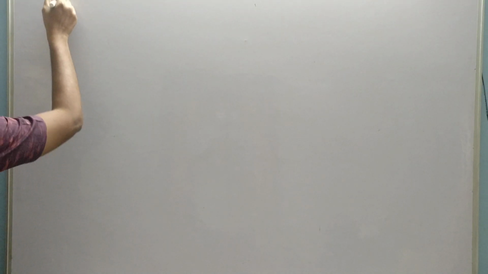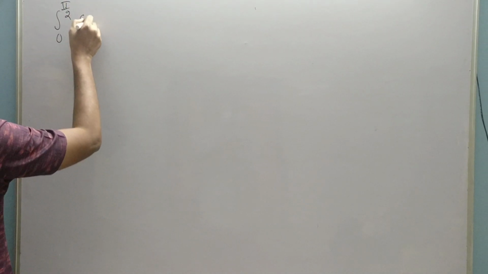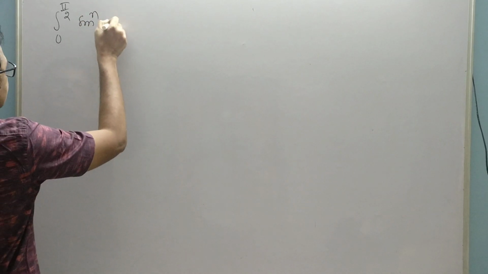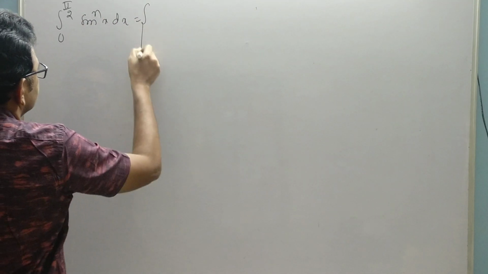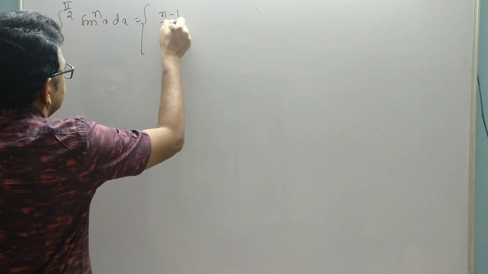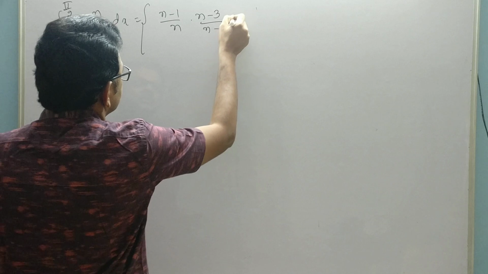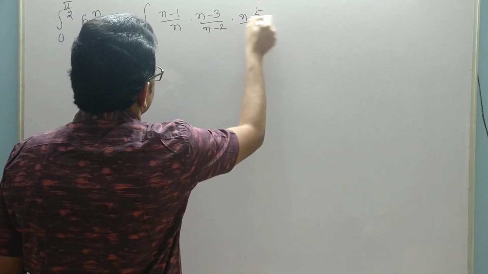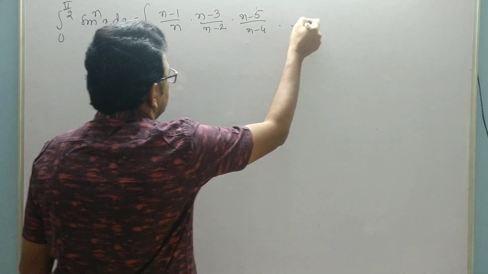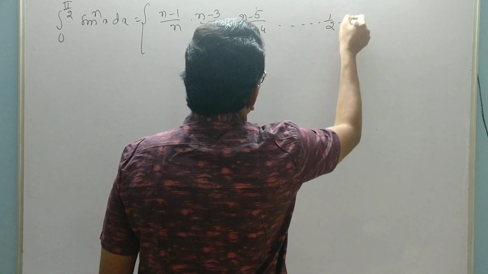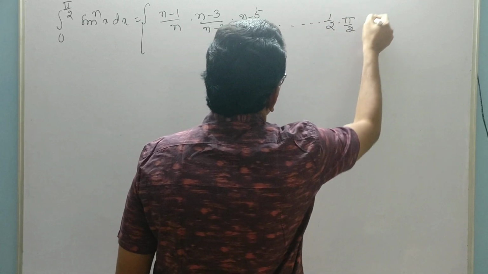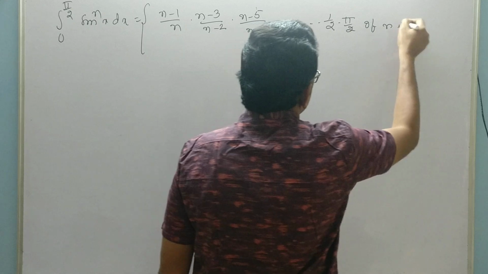Hi students, we know the expansion of integral 0 to pi by 2 sin power nx dx is equal to (n minus 1) by n into (n minus 3) by (n minus 2), (n minus 5) by (n minus 4) and so on, 1 by 2 into pi by 2, if n is even.